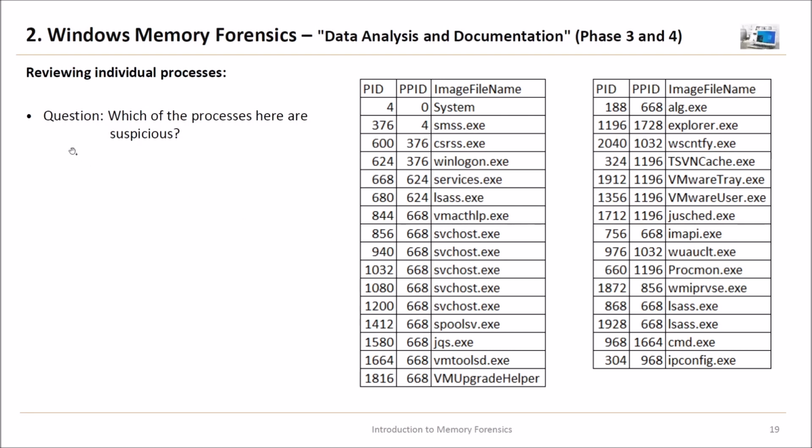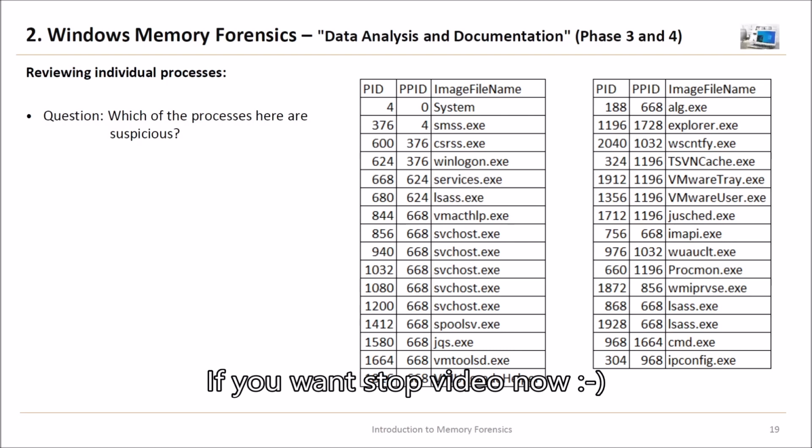Now we have a question here. Which of the processes here are suspicious? I suggest that you stop this video at this point and have a look in detail at this table here, and maybe you can already spot processes that are suspicious. You could also go back one slide and see the overview of which processes and which number of processes should be there. So just pause the video and then continue, and I will give you the result, which processes are suspicious.